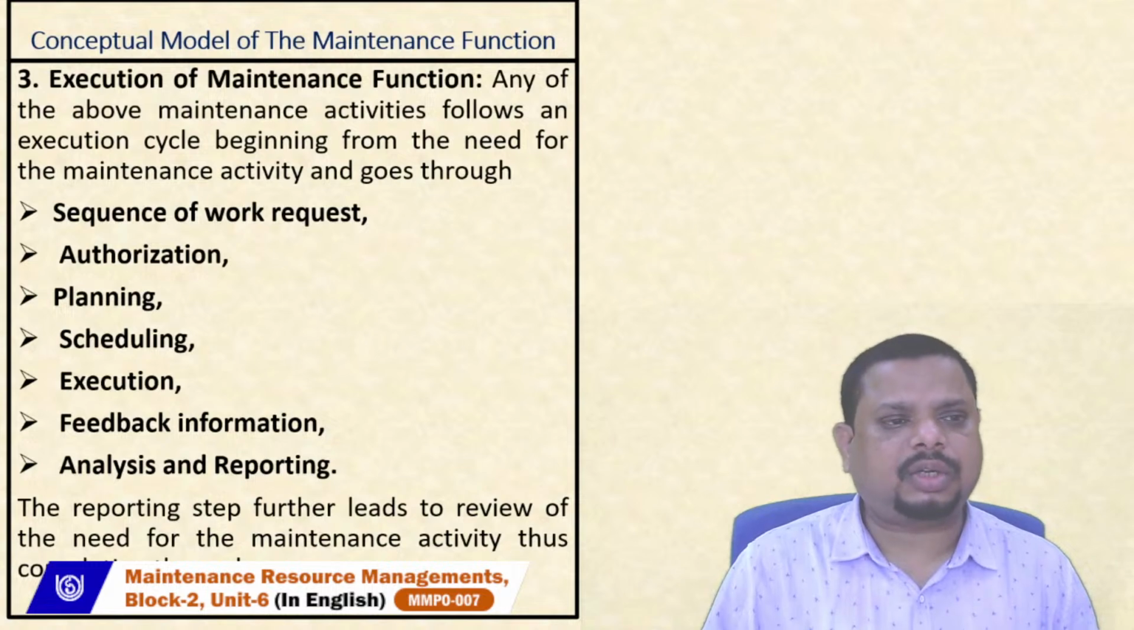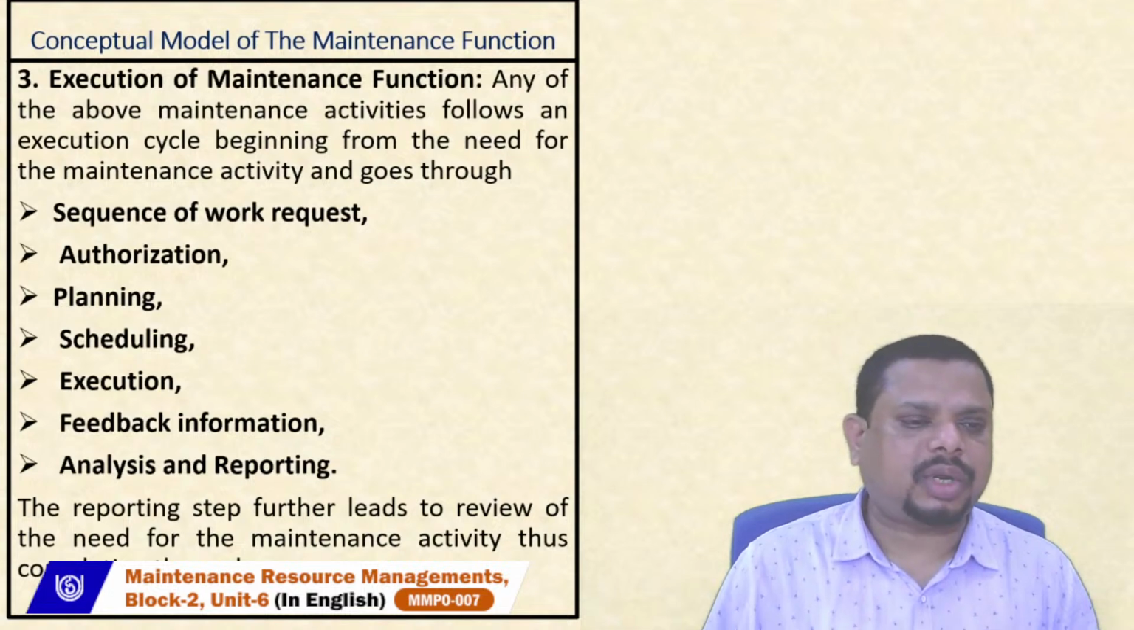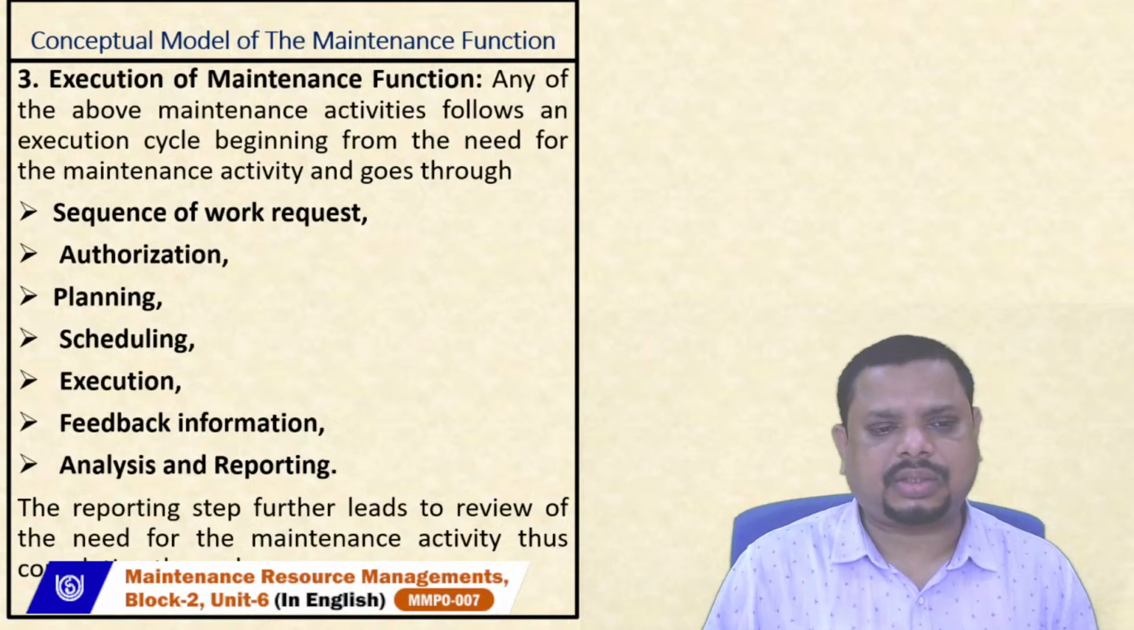So I repeat, whenever they go for execution of maintenance functions, they must follow these seven steps. The first step is the work request. The second one is authorization. The third one is planning. The fourth one is scheduling. The fifth one is execution. The sixth one is feedback information, and the last one is analysis and reporting.